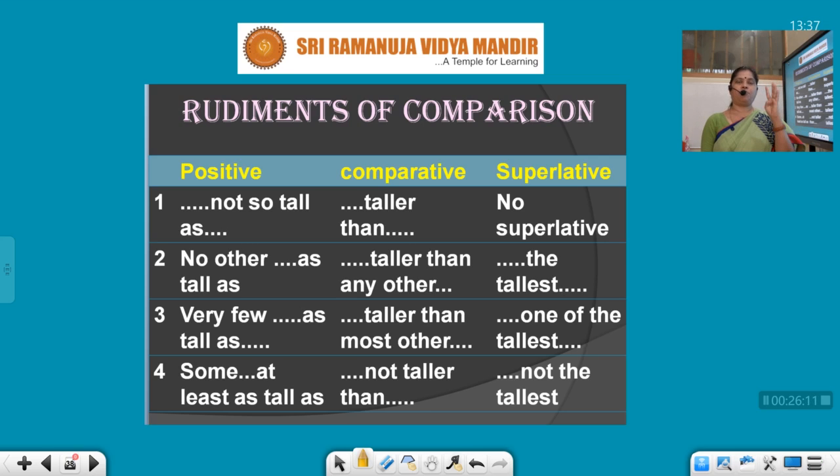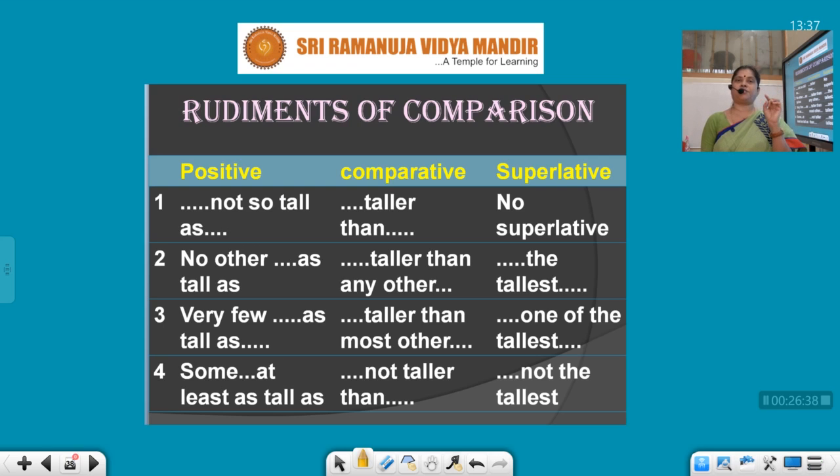So there are 4 rules where you have to use it. I've told you, positive is only when you're talking about one thing. When you're comparing only two things, then you will be comparing one thing to another, that is comparative. Superlative means when you're talking about more than two things. That's called superlative. So this you must have understood.